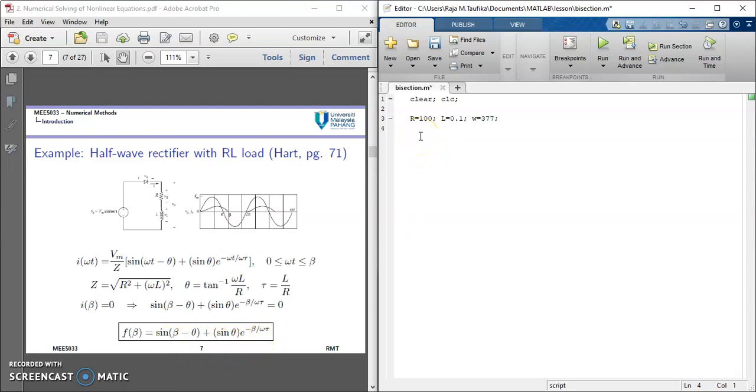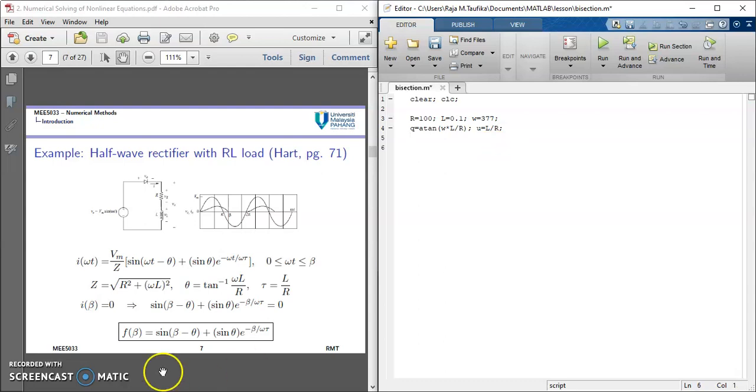I want to write theta, so let me use the symbol Q. So Q represents theta, which is the inverse tangent of omega L over R. Inverse tangent in Matlab is ATAN of omega L over R. And then tau, what kind of symbol should I use? T is not really good because T normally refers to time. So let's use U. U stands for tau equals L over R. Sorry, big R.